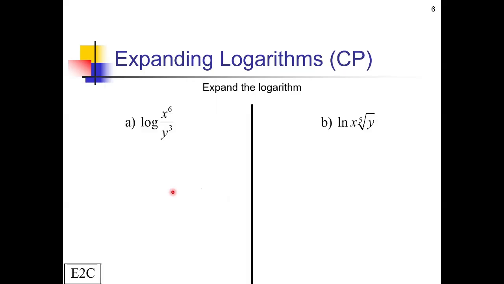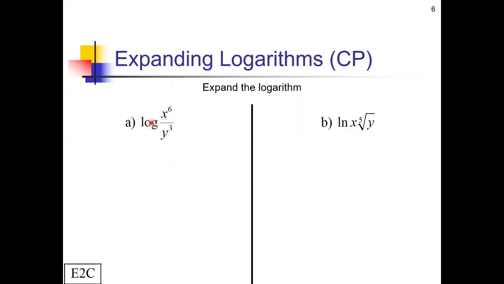So if you are doing the CP version of this course, we've got 2 more examples for you to do in just a moment. If you're doing the honors version of the course, you can just skip ahead to the next example. But if you're doing the CP one, try both of these out, and then we'll bring it back and see how you did on each of them.